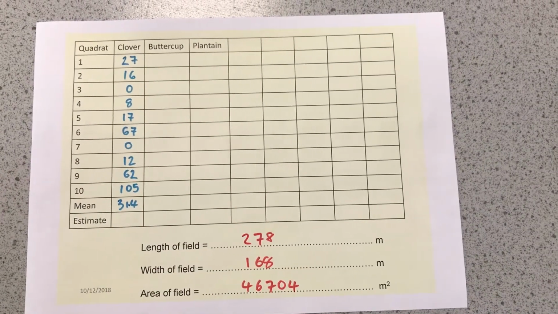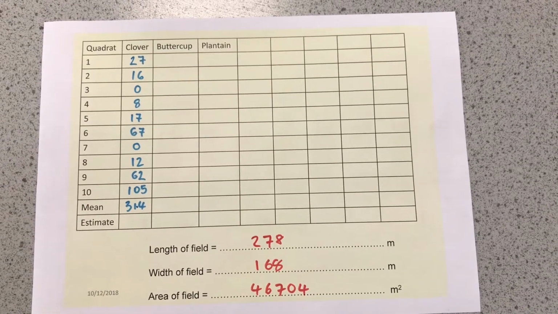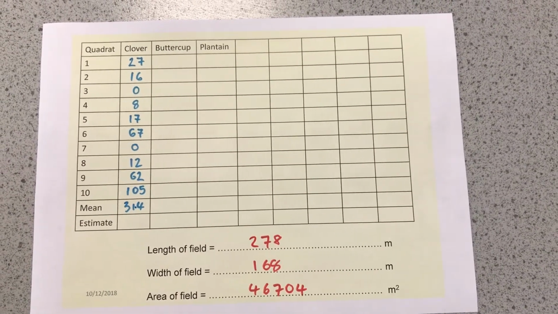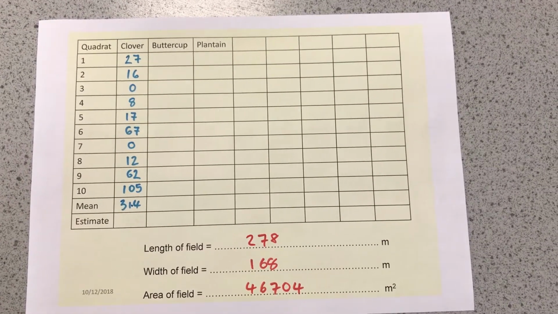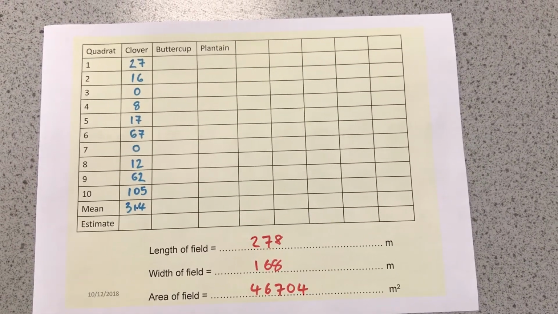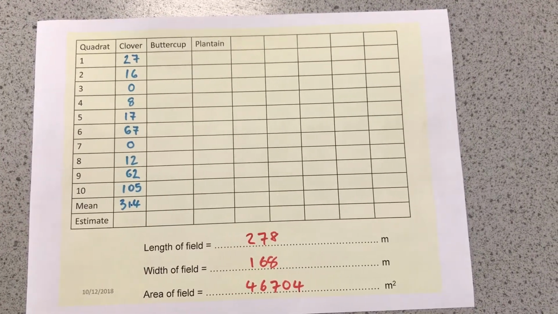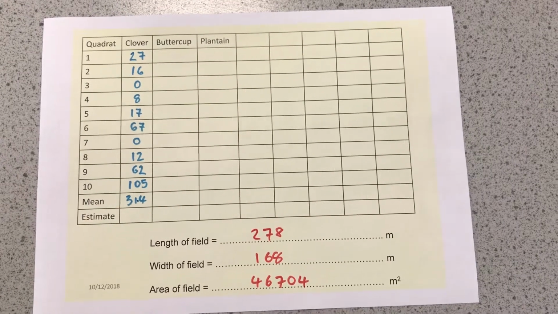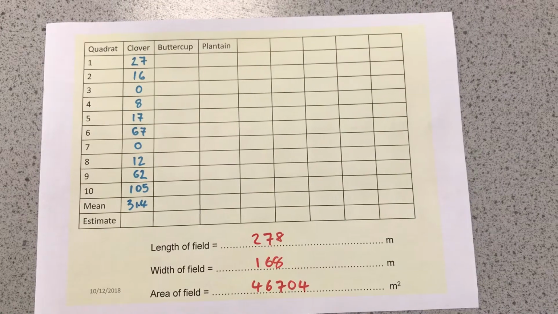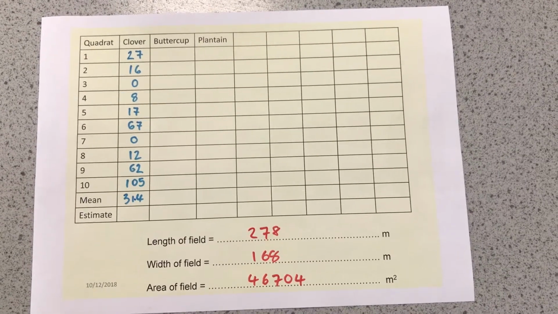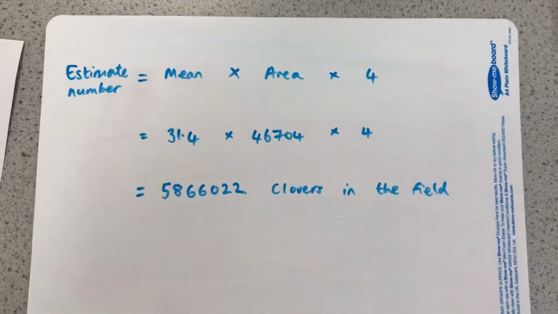Okay, so I've been outside and I've done some quadrat sampling just looking at clover. I did 10 quadrats and 2 of the quadrats didn't have any clover at all, but I still include those when I'm calculating my mean. So I've added up quadrats 1 to 10 and the total was 314. Because I did 10 quadrats in total, I divided that by 10 to get an average mean of 31.4 clover per quadrat. To work out the estimate, I need to use this equation.